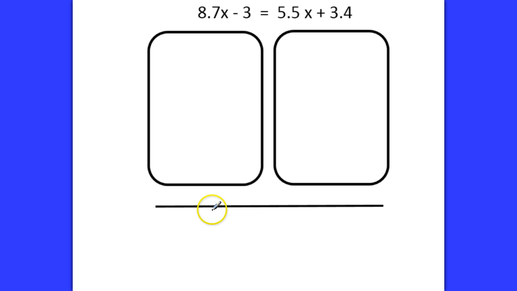It's 8.7x minus 3 equals 5.5x plus 3.4. All right, well, let's get to work here.